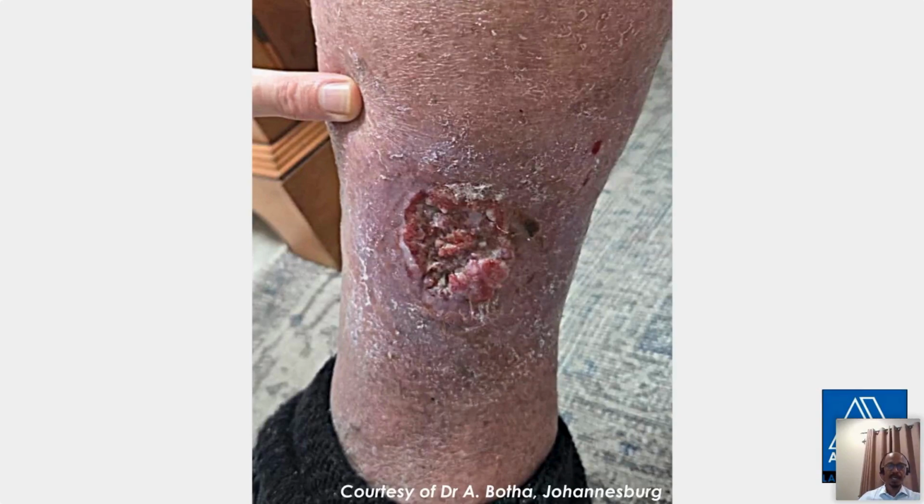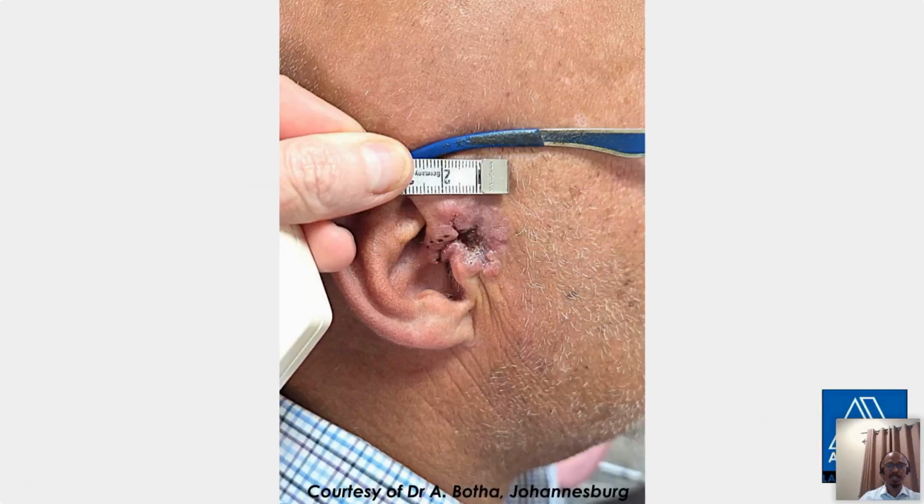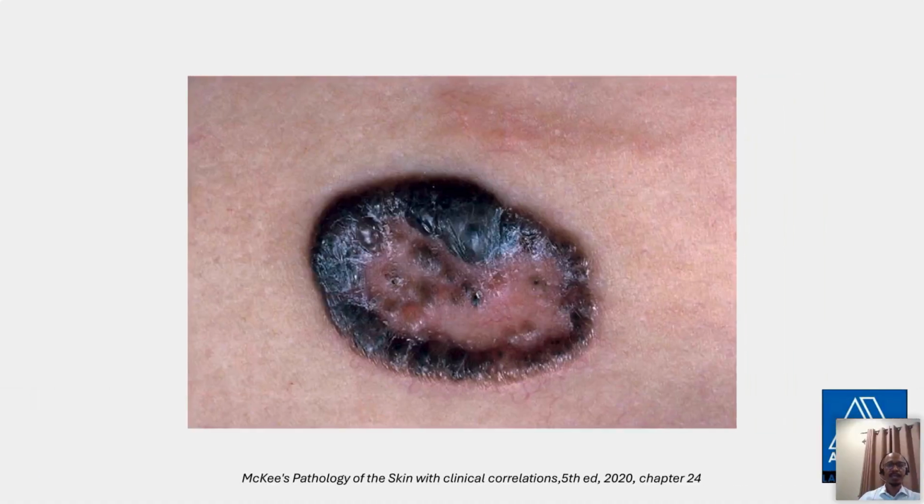In this particular case, the ulcer was actually obscured by the background changes of chronic stasis dermatitis. So for quite a while, it was presumed that this was part of a stasis dermatitis-related ulcer. In some instances, they can form a sinus which extends deeply, such as in this case where it's located on the preauricular area. And in other instances, it can be pigmented. In this particular case, there's clearing in the center, and for that reason, it mimics a regressing melanoma.